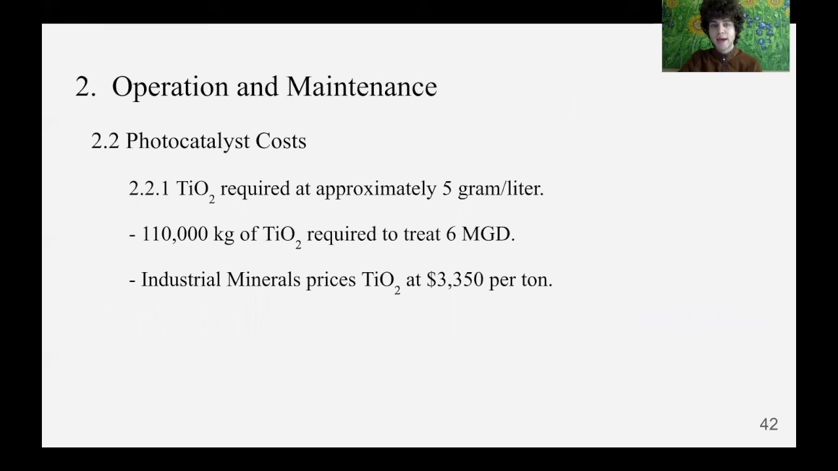So for the photocatalyst, we need approximately 5 grams per liter of this titanium oxide. And for our 6 million gallons per day design, we'll need approximately 110,000 kilograms of this catalyst. We are quoted for a ton of this catalyst at about $3,350 by Industrial Minerals.